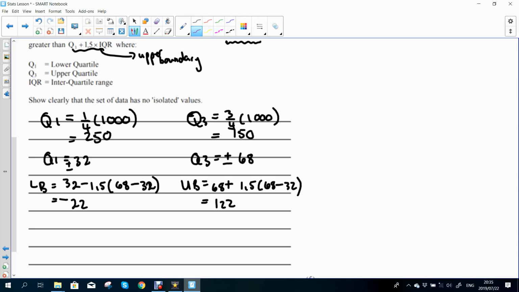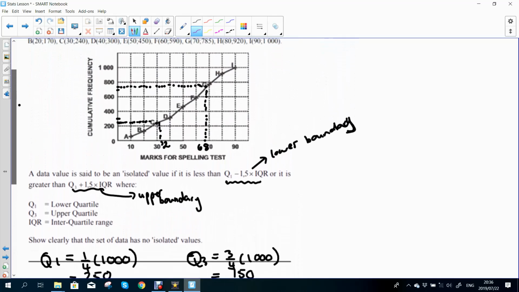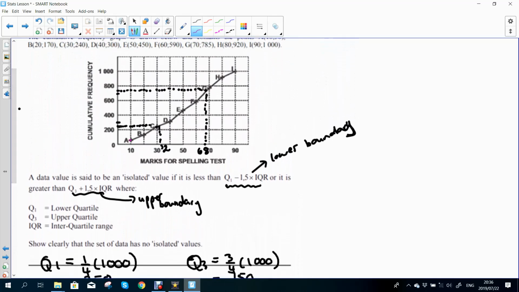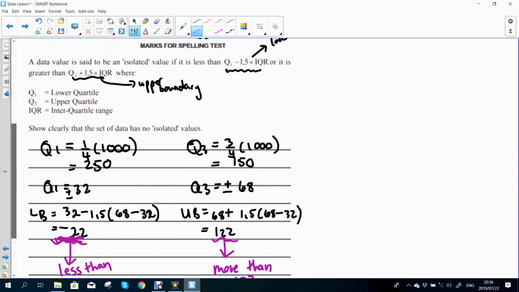So what are we looking for? Do you have any values less than minus 22? And do you have any values more or bigger than 122? And if you do, then you have outliers. So let's check our set of data. What is the lowest number that we can get here? The lowest mark. And you can see it's impossible to get a mark less than minus 22. So there's no outlier on the left.